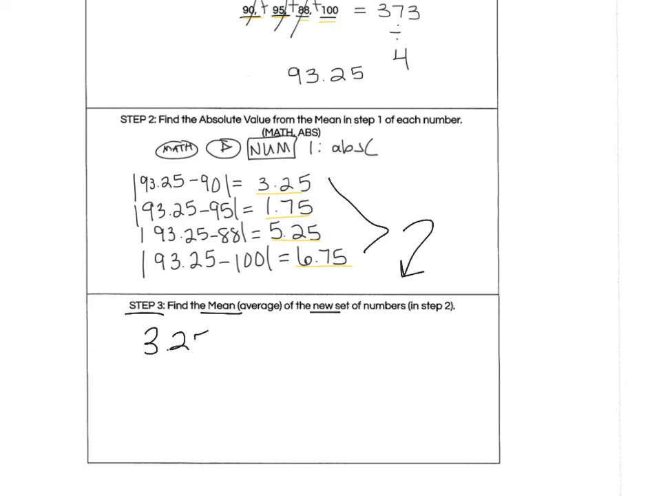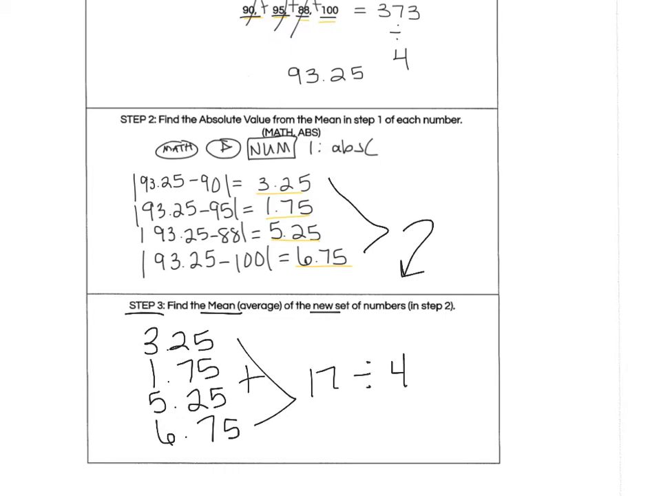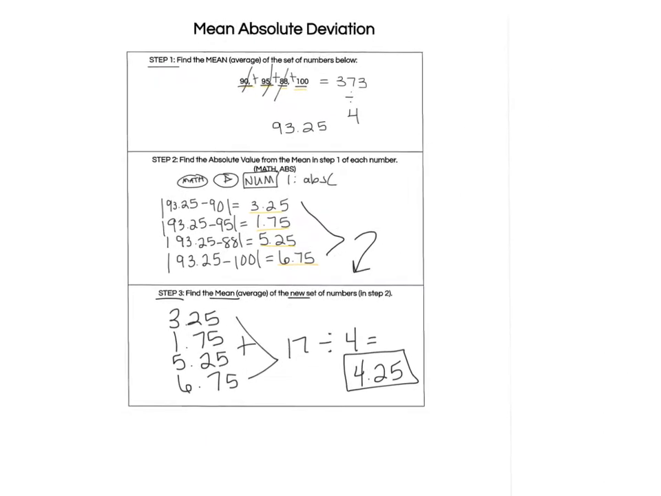So 3.25, 1.75, 5.25, and 6.75. Okay, I'm going to add them all up. 3.25 plus 1.75 plus 5.25 plus 6.75, and I'm going to divide by, I get 17 first of all when I add them all together. Then we're going to divide by 4, and we get 4.25, and that is my final answer.